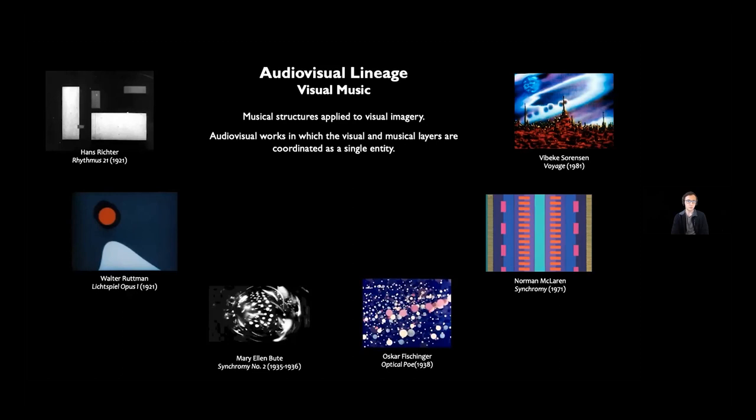So the three main historical categories of visual music are non-moving visual music, such as certain paintings, silent film, image without sound, and audiovisual music, image with sound. Let's take a look at a couple examples.